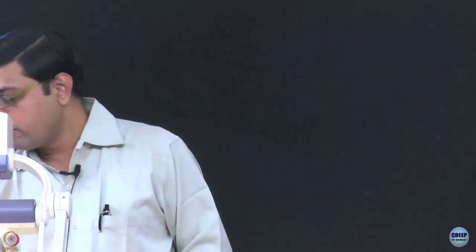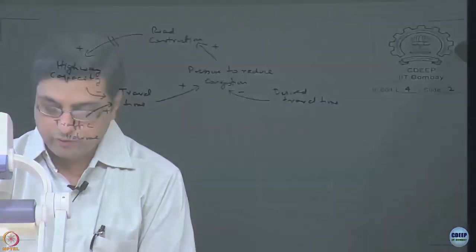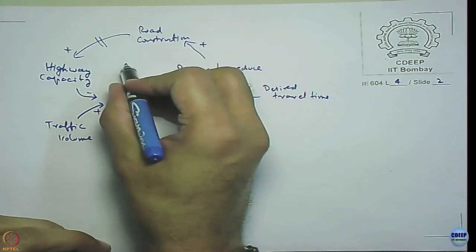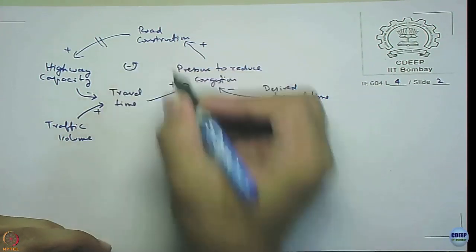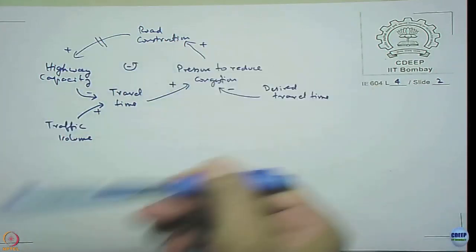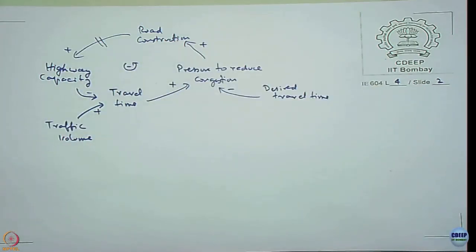Now, as this travel time increases, as I told, we are going to have congestion. So we define that as: travel time is more, then congestion is more. And this is a negative feedback loop. When we start building the model, these are small steps that we can take: let us draw some broad loops to close the system, and then look at what variables are currently outside the loop.